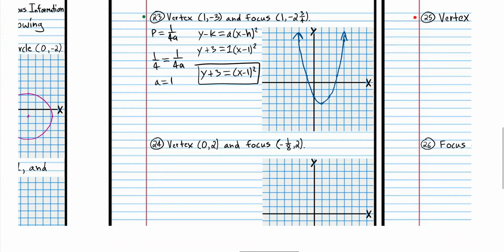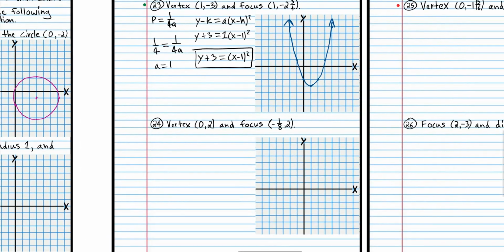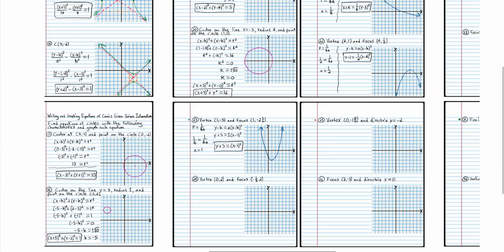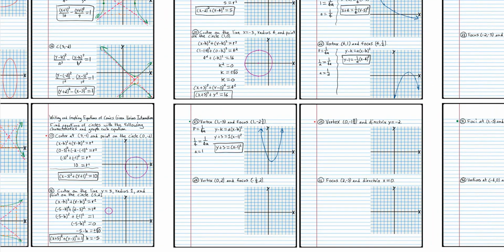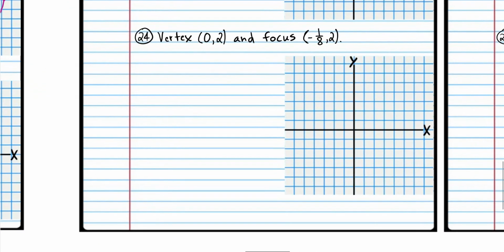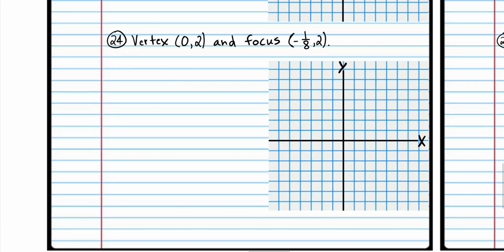Okay, so I want you to try number 24. Now, for number 24, A is going to be negative. Notice in 23, A was positive, but you're going to have to switch A to a negative sign because in this problem, the parabola is going to be opening to the left. Remember, if a parabola opens to the right or up, then A is positive. If the parabola opens to the left or down, then A is going to be negative. So try number 24. When you come back, we'll do it together.